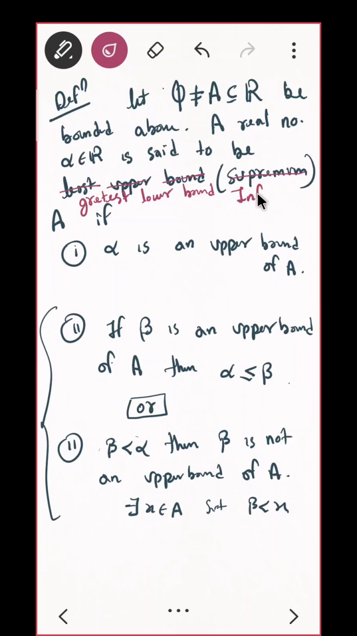सुप्रीमम की जगह पे आएगा इन्फीमम. Then alpha is a lower bound of it. Then if beta is a lower bound of it, then what is the condition? Beta must be less than alpha. Is that okay if I write like this? Mostly I prefer writing less than more than writing greater than, because this is quite clear that beta is less than alpha.